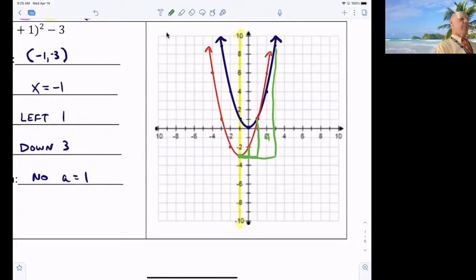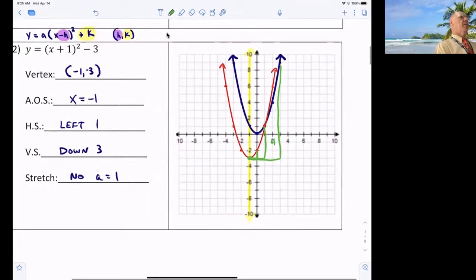How about we get the stretch for this stuff? Well, we're going to talk about the stretch when we get there. There is no stretch right now. I'm going to show you how to stretch it in a minute. It's really easy, but you've got to pay attention.